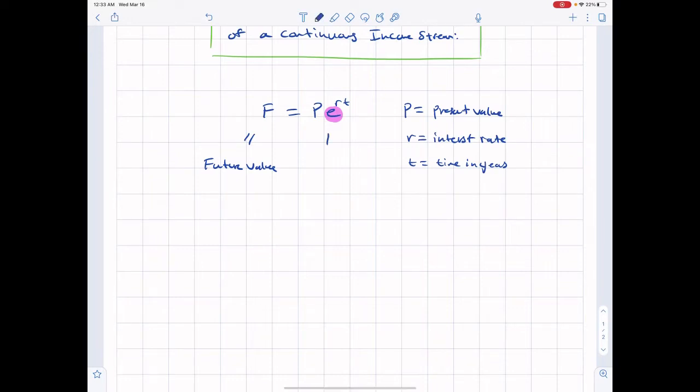I should probably write that in. This is continuously compounded. And I do that for t years, and I end up with F, the future value. So that's the value of the thing when the investment matures.